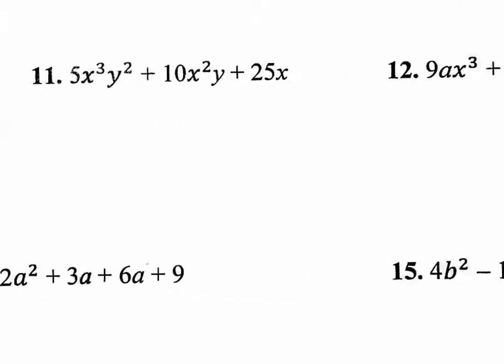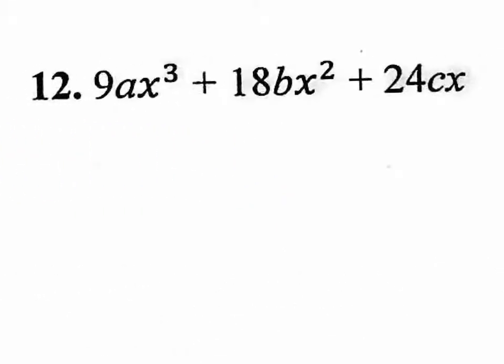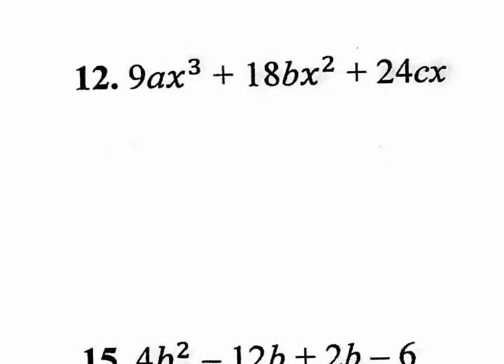Let's move on to number 12, the last one on today's homework. So I am going to put my parentheses. I'm going to look at all 3 terms. 9, 18, 24. What could I pull out? 9? No, you can pull out 3. 9 works here, 9 works there, but 9 times what is 24? That doesn't work, right? If that were a 27, yeah, I could pull out a 9. So we're going to pull out a 3.